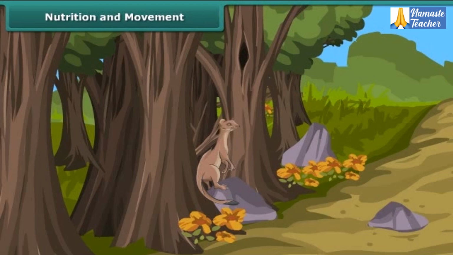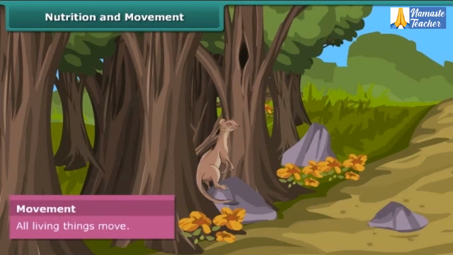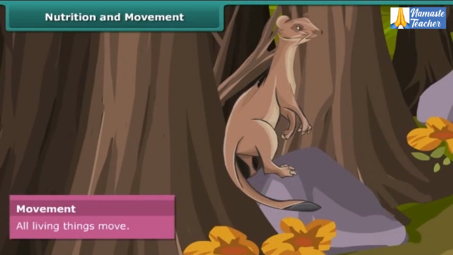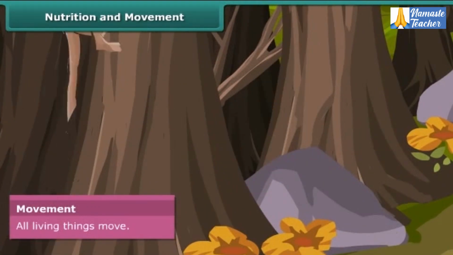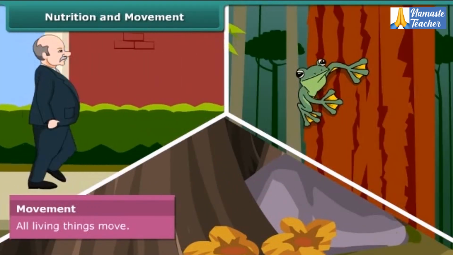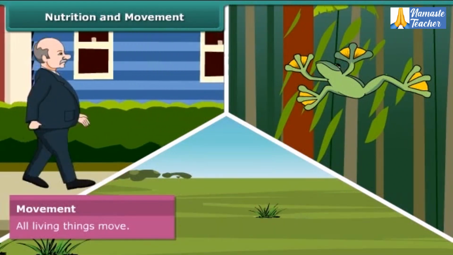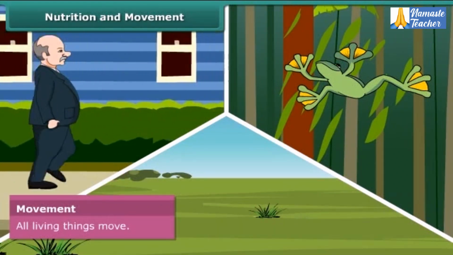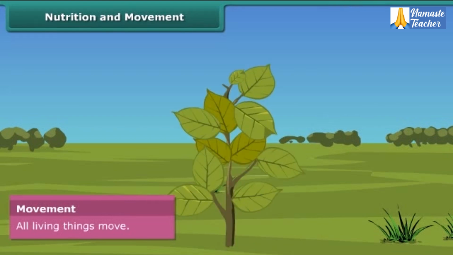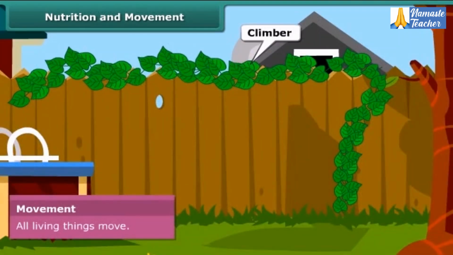Another important characteristic of living organisms is movement. All living things move by their own accord. People walk, frogs leap, snakes crawl, are actions of movement. Similarly, plants also make some movement, but they do not change their place. For example, climbers move towards the support.